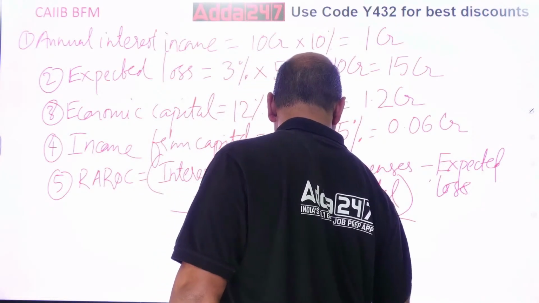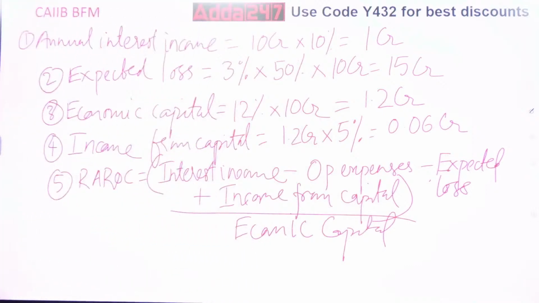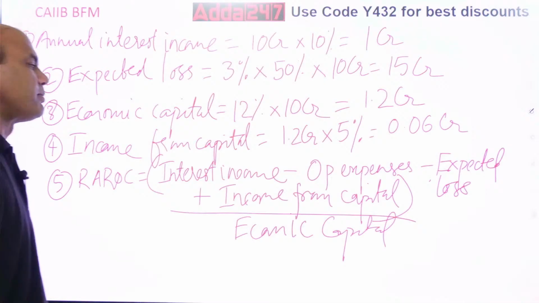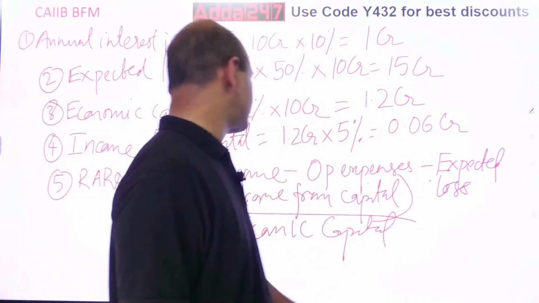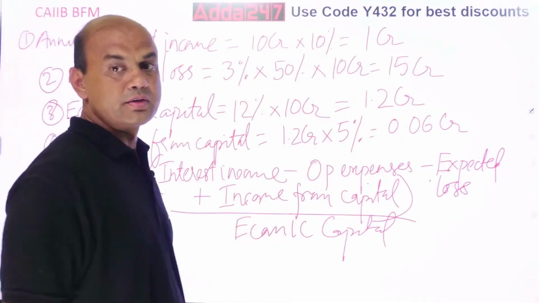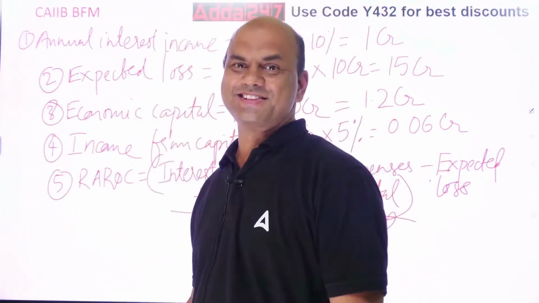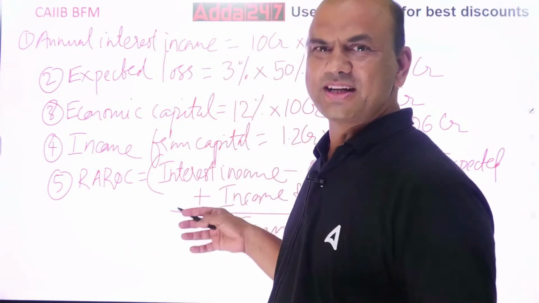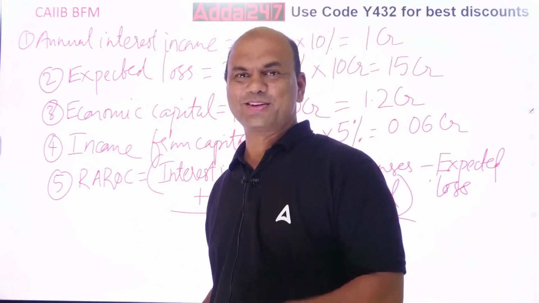So do this calculation now everyone. Formula I have given. I will give you 2 minutes to solve. Do it everyone now. Solve this. So what is the answer you are getting? Interest income minus operating expenses minus expected loss plus income from capital, the whole upon economic capital. How do you do this? Simple calculation. Let's do it jointly.